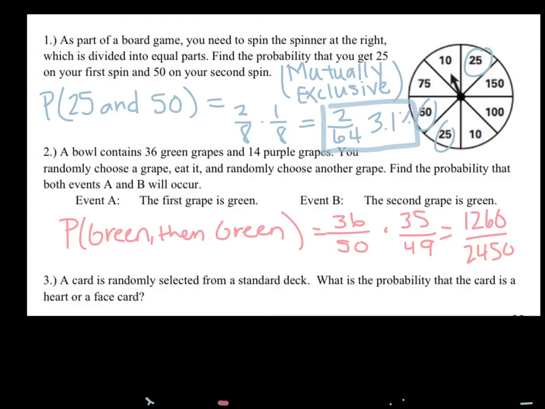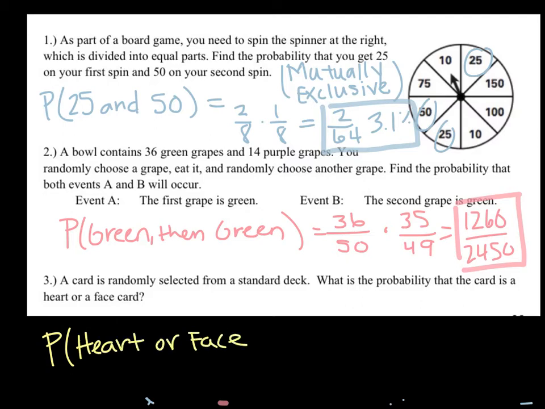Those would not be independent events because what happens with event B is affected by what happens in event A. And then your last one, it says a card is randomly selected from a standard deck. What is the probability that the card is a heart or a face? So the probability of a heart or face. The probability of a heart: there are 13 hearts in a deck.